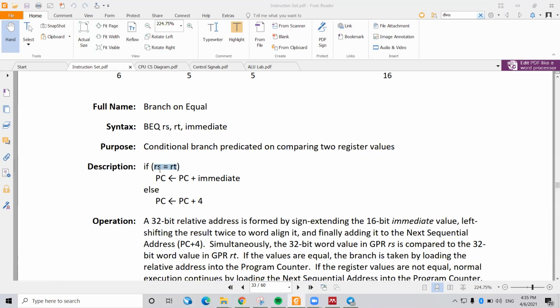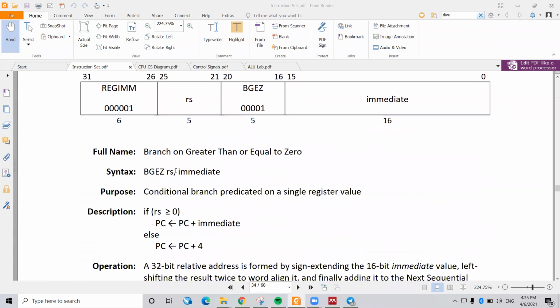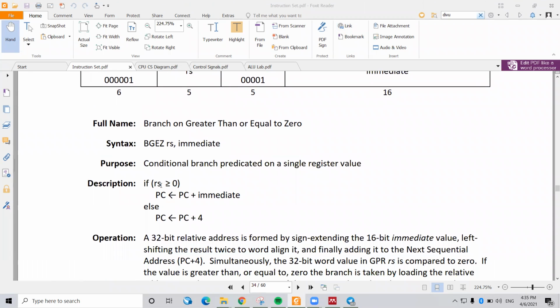If we subtract these two values, since the result is 0, that's going to set your zero flag, giving you a 1 on your zero flag. This is where you know that these two registers were equal. And what about branch greater or equal to 0? We're going to compare the contents of register RS with 0. If the sign flag was not set, for example, it means that it was greater than 0, right?